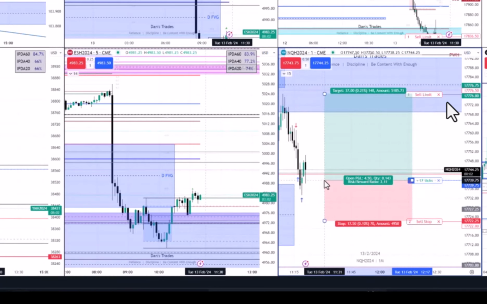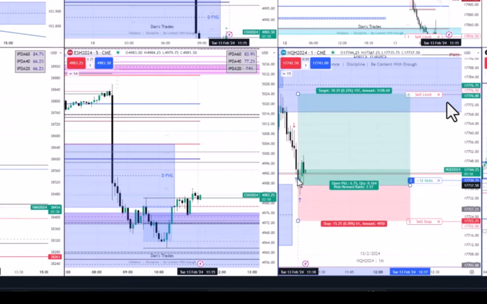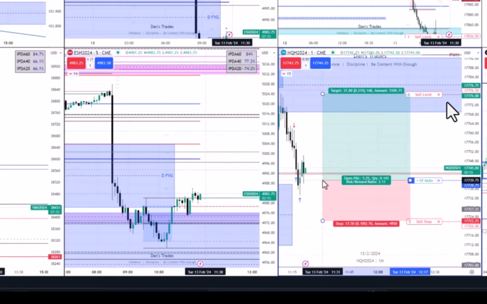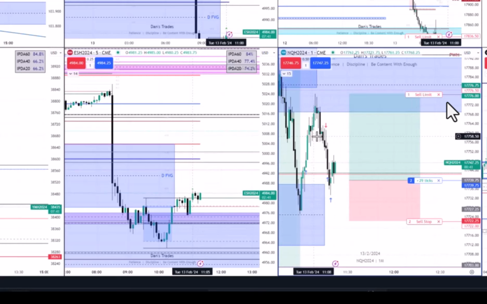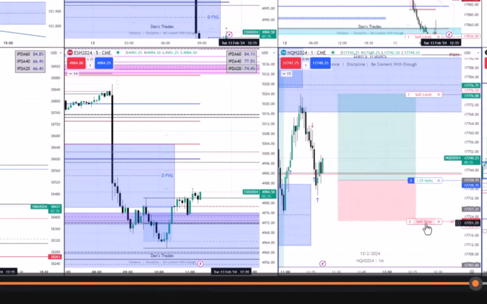I like that reaction to the order block. I like how price came back down, filled in that volume imbalance. So we should be ready to run now. 30 ticks to the good. And this is swing number 2. Now we have 2 contracts on.